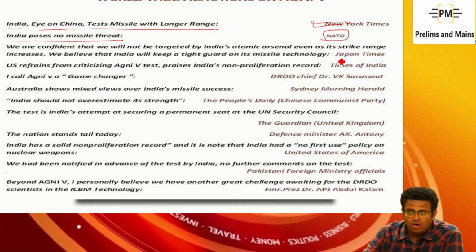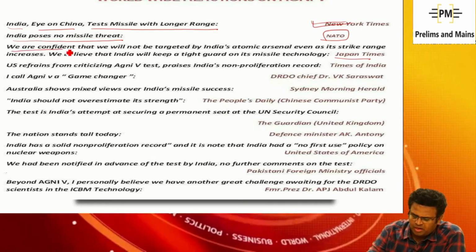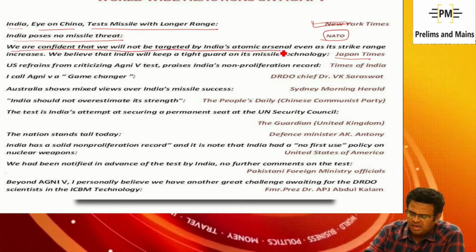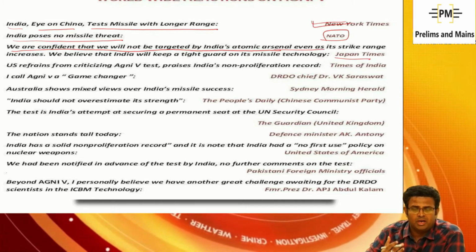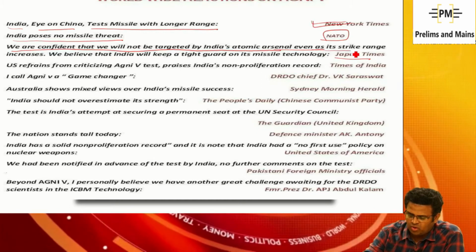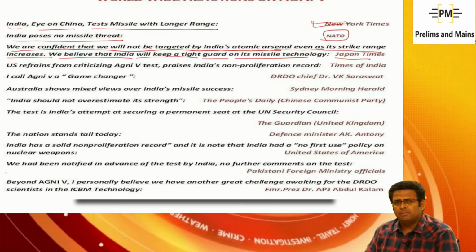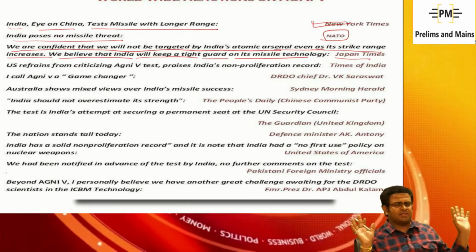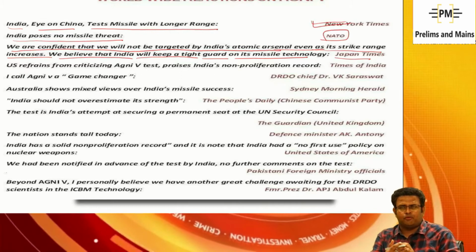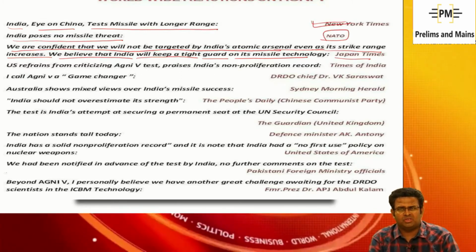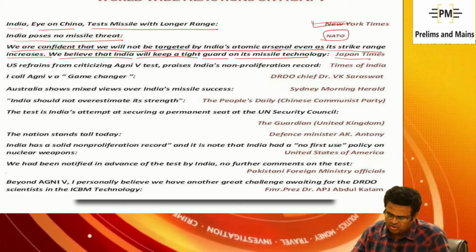Now the Japan Times. Now you can know that Japan is coming under Agni 5. So Japan says we are confident that we will not be targeted by India's atomic arsenal, because the Agni series are of atomic power, that is nuclear power, they can carry nuclear warheads. So atomic arsenal, even as its strike range increases, we believe that India will keep a tight guard on its missile technology. Most of the countries of the world have said positive things for India, except Pakistan and China, the two neighboring countries. And let us see what Pakistan and China have said.